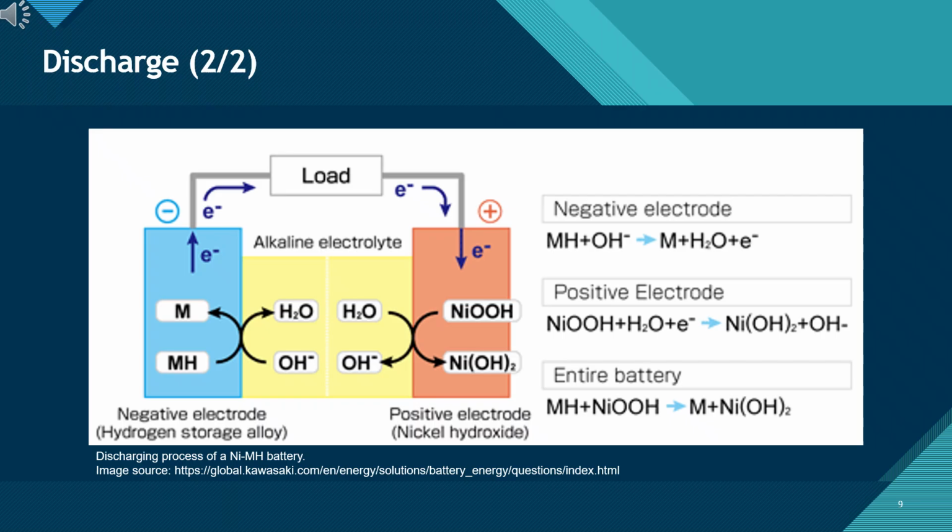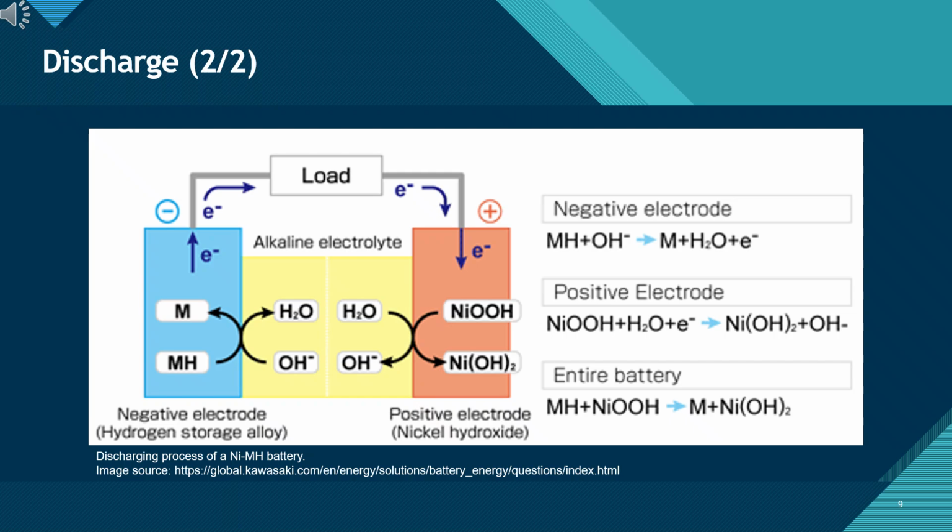Discharge 2/2. This diagram clearly illustrates how a NiMH battery delivers power during discharge. At the negative electrode, the metal hydride, MH, releases hydrogen, reacting with hydroxide ions, OH⁻, from the electrolyte to form water, H2O, and free electrons, e⁻. These electrons flow through the external circuit and the load, providing electrical energy to the device.